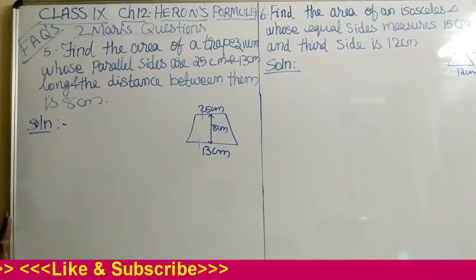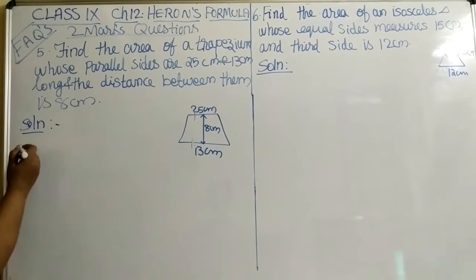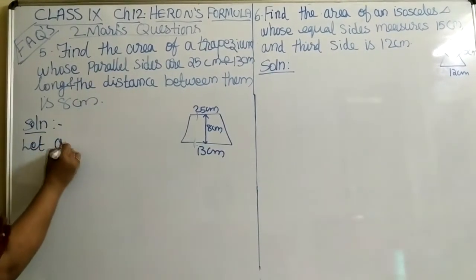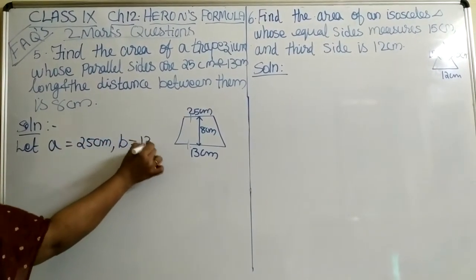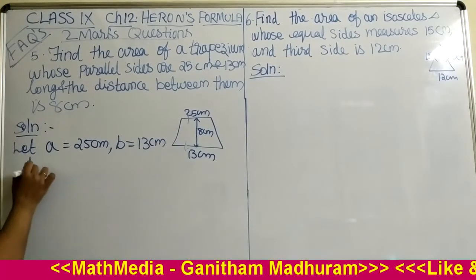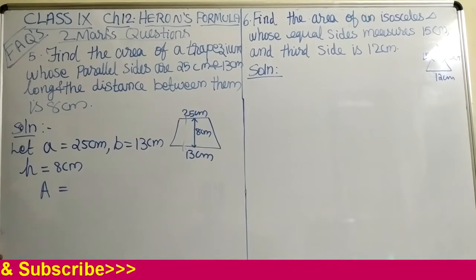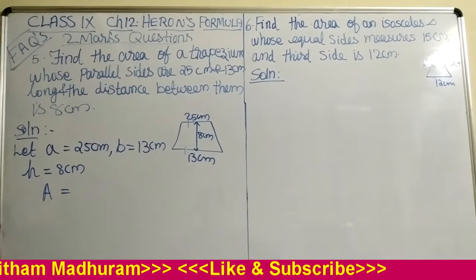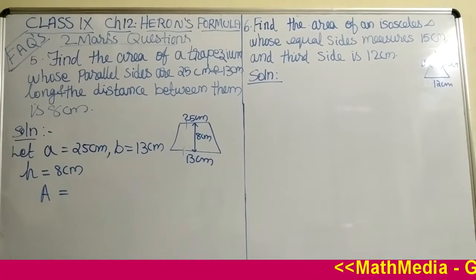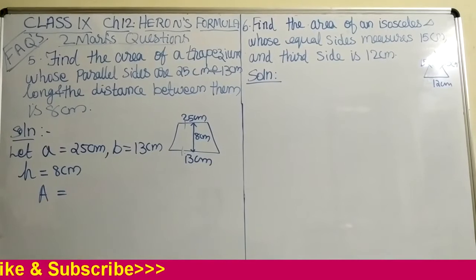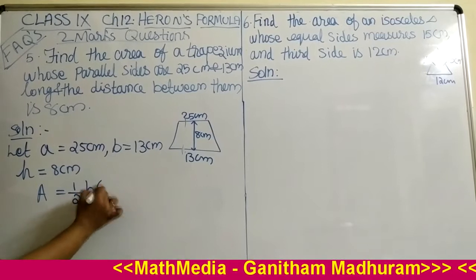Parallel sides A and B are given as 25 cm and 13 cm. Distance between them is given as 8 cm. So we can write A equal to 25, B equal to 13 cm, and the distance between them H equal to 8 cm. Now you know that area of trapezium equals, can you tell? Yes, it is half H into A plus B. So half H into A plus B is the area of trapezium.